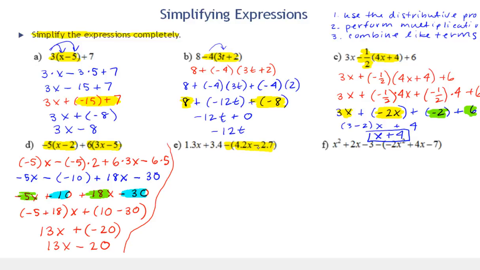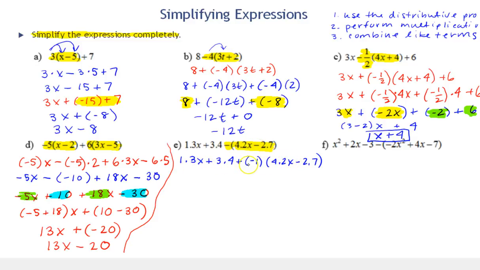Okay, now let's think of this. We're going to start by rewriting it as multiplying by a negative 1. So plus 3.4 plus, I'm going to write it as negative 1 times 4.2x minus 2.7. Okay, so remember with a subtraction symbol in front of this, we could think of this as negative 1 times this expression, and that's going to help us out.